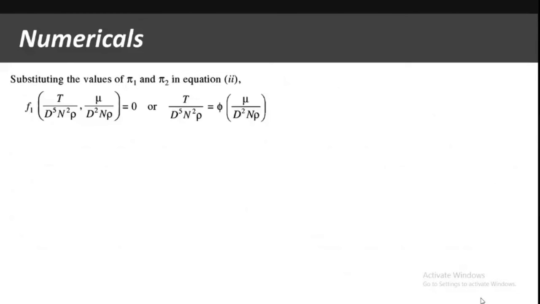Now our last step is establishing the relationship between pi1 and pi2. Putting the values of pi1 and pi2 in the equation, we will have function of t upon d to the power 5 n square rho, comma mu upon d square n rho, equals 0. We can write this as t upon d to the power 5 n square rho equals some function of mu upon d square n rho. Then we can multiply d to the power 5 n square rho on the right side. So we will have t equals d to the power 5 n square rho into function of mu upon d square n rho.